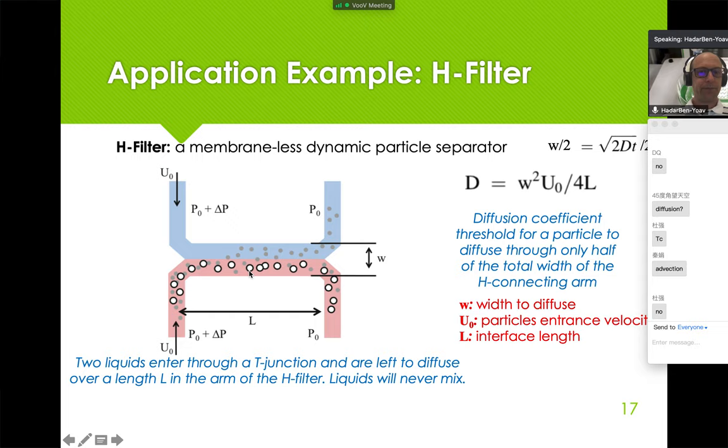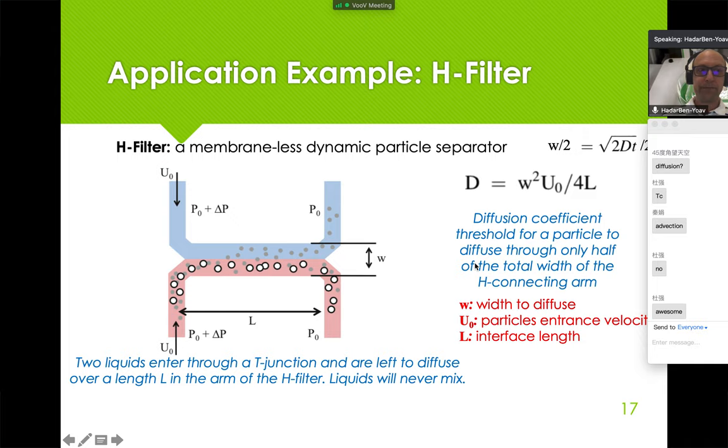Eventually all the particles will transfer to the top channel, but everything depends on the velocity, U0, of the lower channel and the upper channel. We want the gray particles, the smaller particles, to diffuse to the higher channel. But at the same time, we want the advection of the flow to be fast enough not to allow the bigger particles to flow into the upper channel. This is indeed very cool.